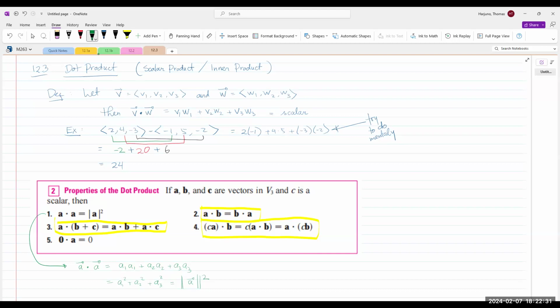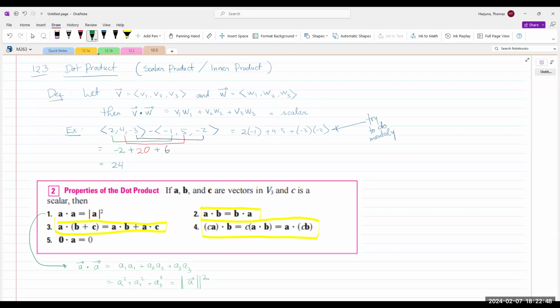We will use that here and there in proving. If you are in linear algebra later on, which I think you will take if you are going into engineering, you will use that property quite often.